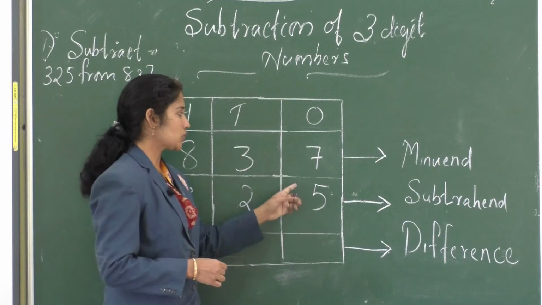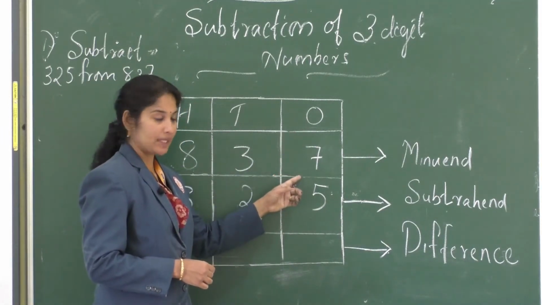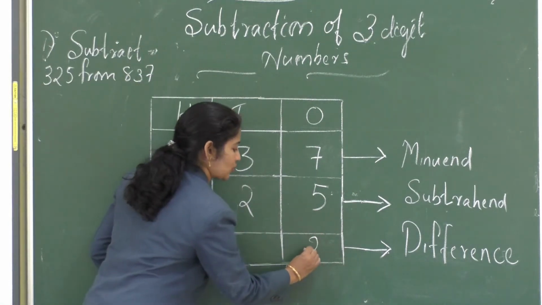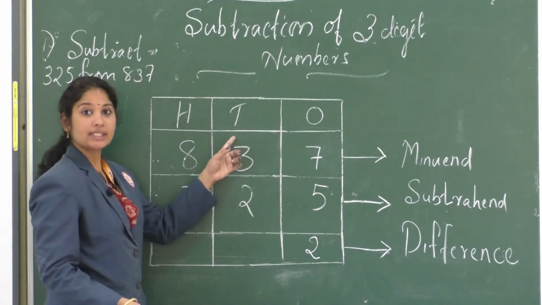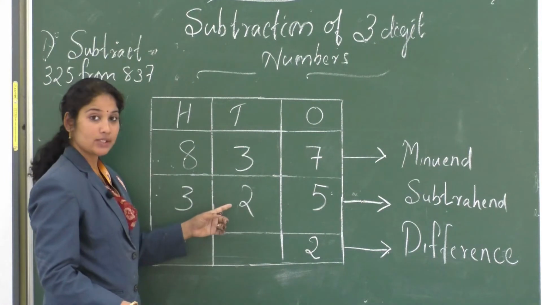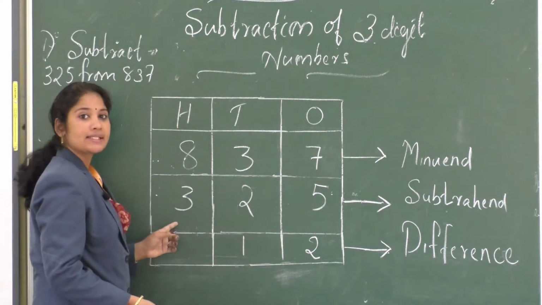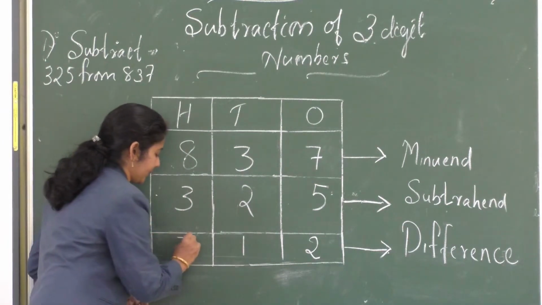Similarly, children, you have to subtract first ones place. 7 minus 5 is 2. And next tens place. 3 minus 2, 1. And 8 minus 3, 5.